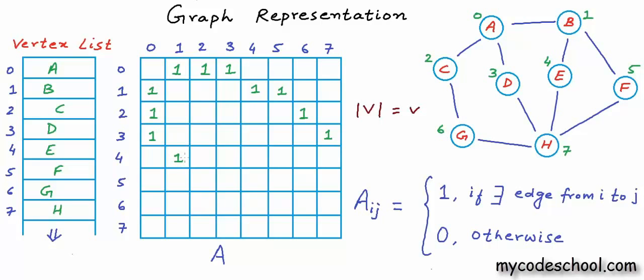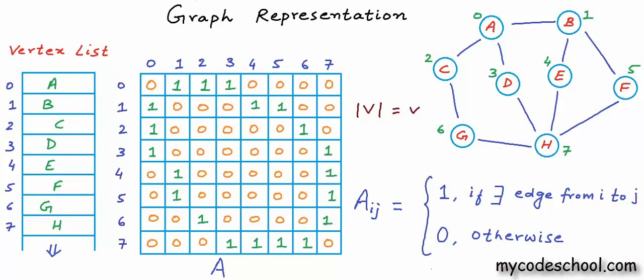4 is connected to 1 and 7. 5 once again is connected to 1 and 7. 6 is connected to 2 and 7. And 7 is connected to 3, 4, 5, and 6. All the remaining positions in this array should be set as 0. Notice that this matrix is symmetric. For an undirected graph, this matrix would be symmetric because a[i][j] would be equal to a[j][i].